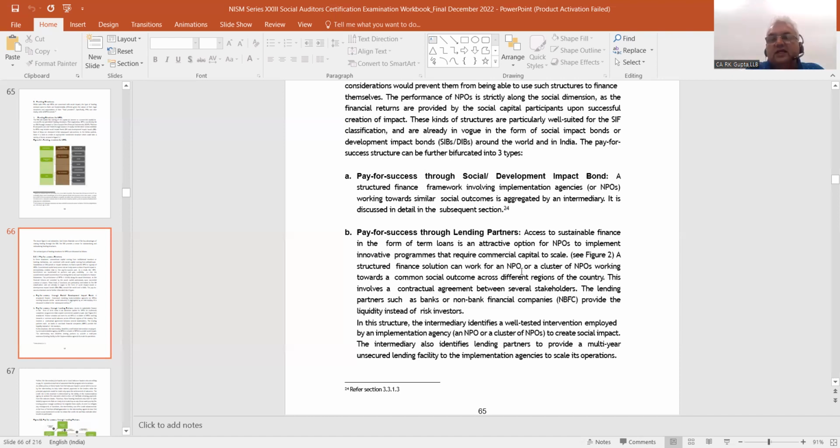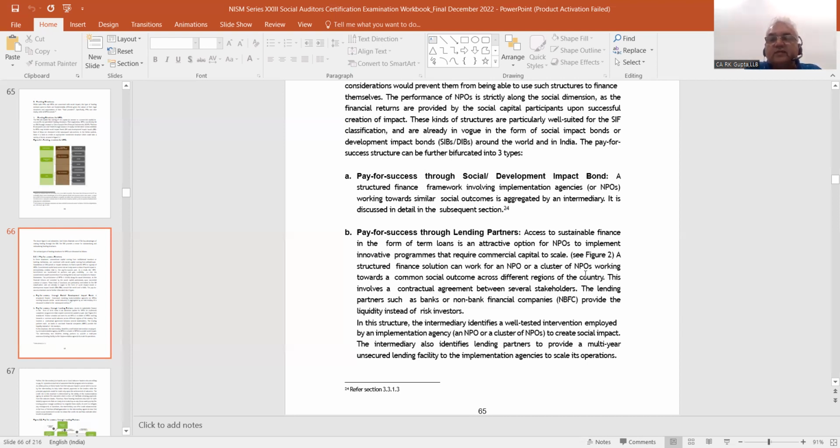But the idea is that they may aggregate the NPOs, and they will ensure that actually the NPOs or for-profit organizations are creating the desired impact. And then only the funds will be given to them. That is the basic idea. So this pay for success through lending partners: access to sustainable finance in the form of term loans is an attractive option for NPOs to implement innovative programs that require commercial capital to scale. A structured finance solution can work for an NPO or a cluster of NPOs working towards a common social outcome across different regions of the country.